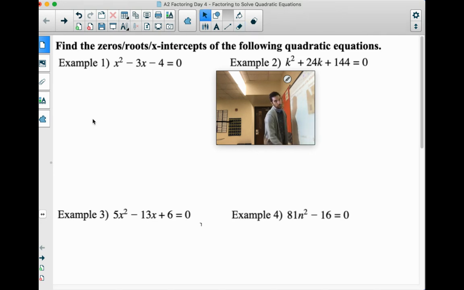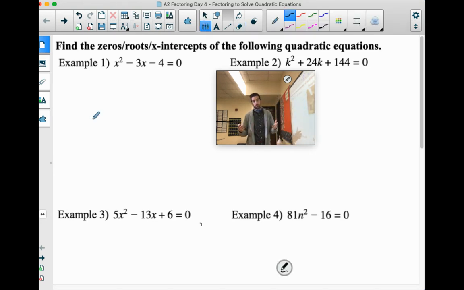It's called the zero product property. Product means multiplication. When you multiply by 0, it's 0. So look at this equation: x squared minus 3x minus 4 equals 0. You always have to have it equal to 0 when you do it this way. So we're going to factor it.